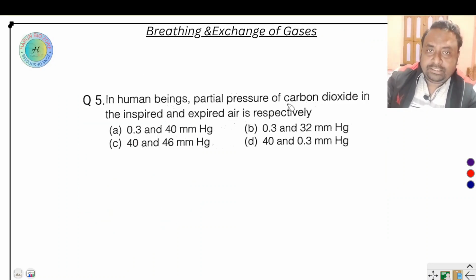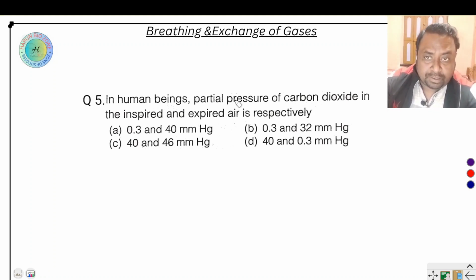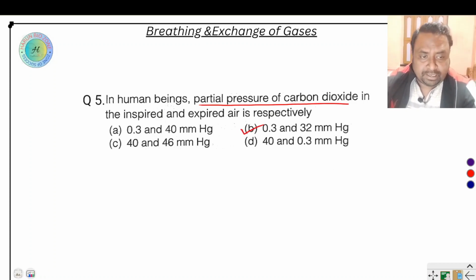In human beings, the partial pressure of carbon dioxide in the inspired and expired air is respectively 0.3 and 32 millimeter mercury.